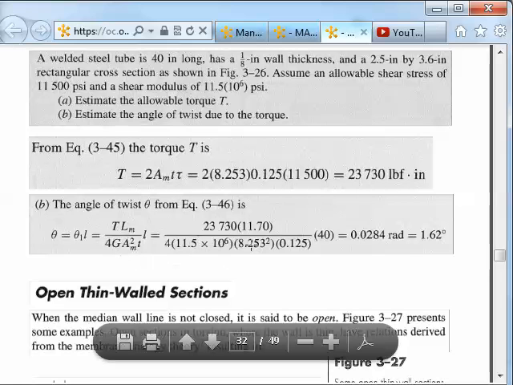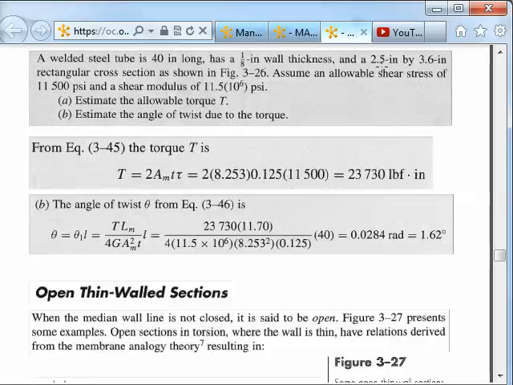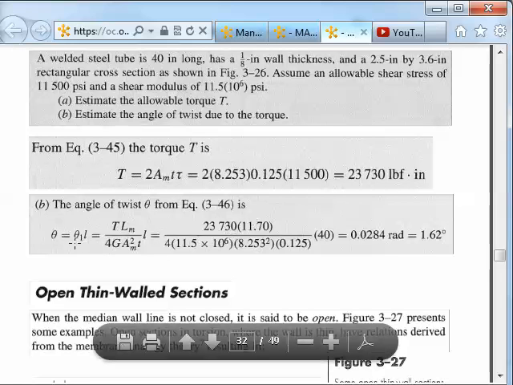Okay, and again, adding up 2 2.5s would give us a 5, and 2 3.6s would give us a 7.2, and so a 5 and a 7.2 would be a 12.2, but we're a little bit less than that because we have some 1/8 to subtract, so that probably does come out to be an 11.7. I didn't compute that precisely, but our theta 1, angle of twist per unit length, is everything here except the 40. L is 40.